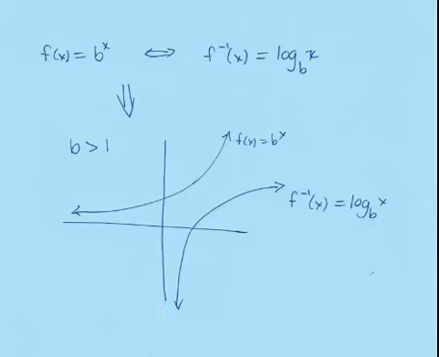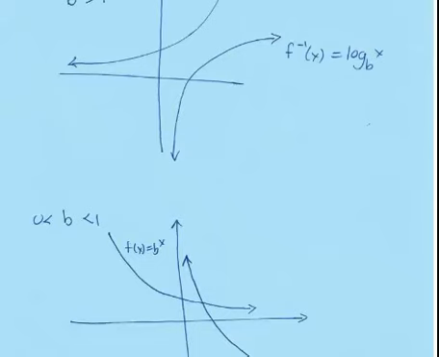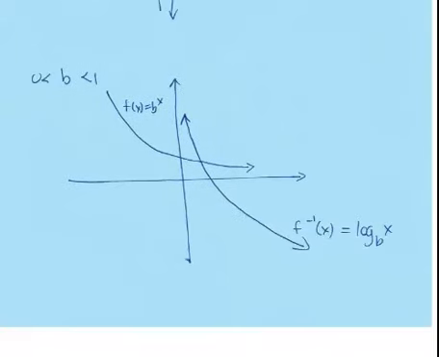Let's see how this changes when we are talking about a base that is less than 1. Okay, so if my base is somewhere between 0 and 1, for example, 1/2, 1/3, 1/10, then it'll take on this general shape. It still passes through the point 0, 1. It still has a horizontal asymptote y equals 0, but this time as x gets large, f of x goes towards 0, and as x gets large negative, f of x goes towards positive infinity.